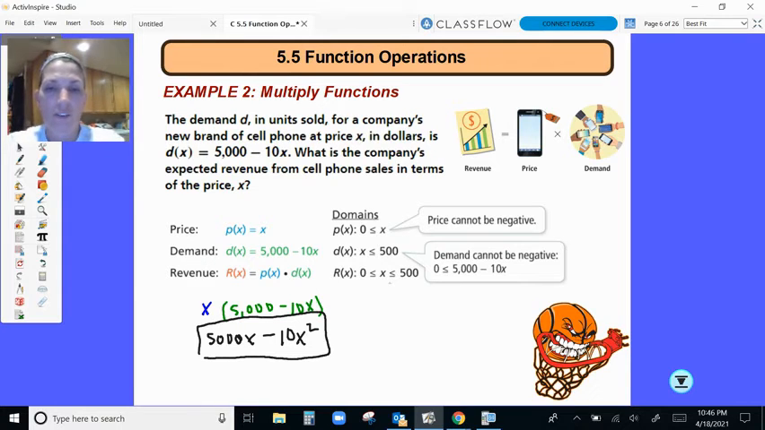Okay, now notice right here that x has to be less than 500, and here x has to be greater than 0. So this is my combined domain. It has to be between 0 and 500 is my combined domain of the two functions. So that's when I put those two domains together, okay?